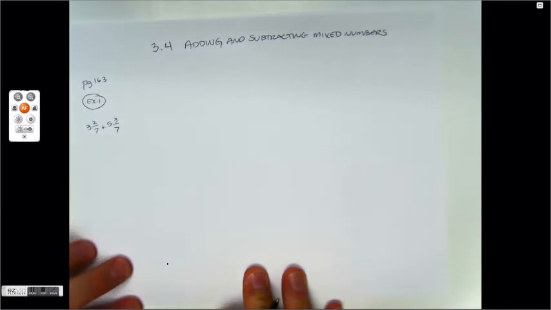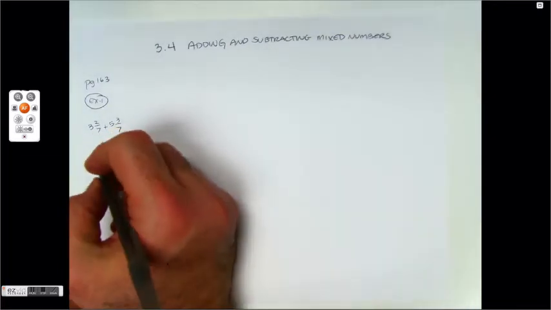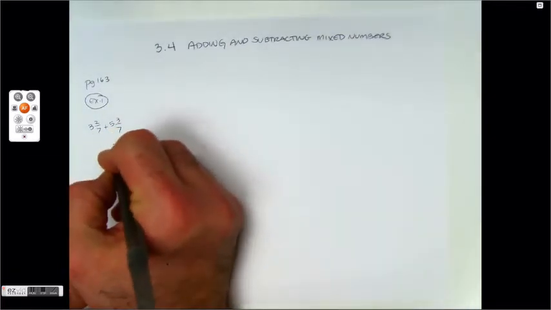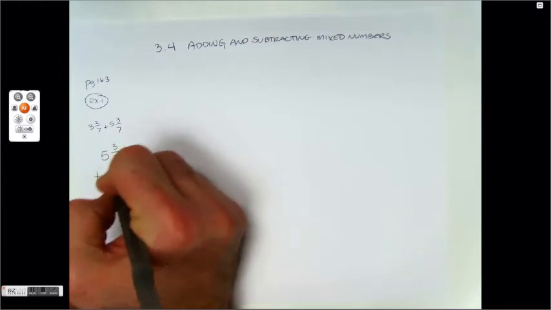What I'm going to ask you all to do is, just like what you did with whole numbers aligned by place value, I want you to align by type in this case. So let's align vertically. 5 and 3/7 plus 3 and 2/7.